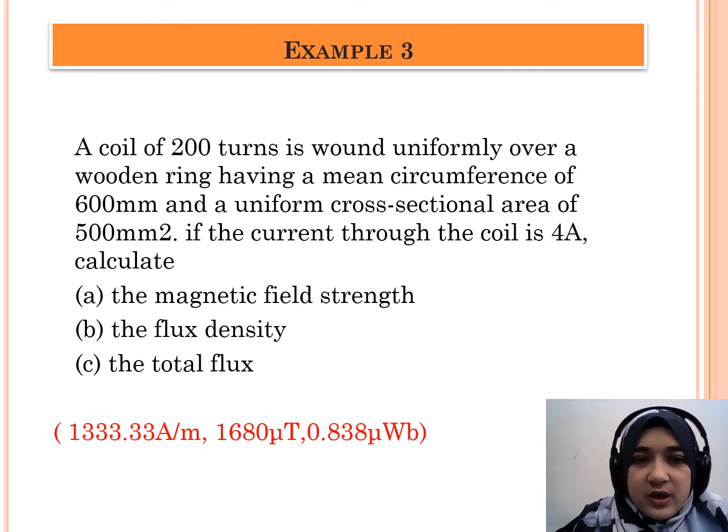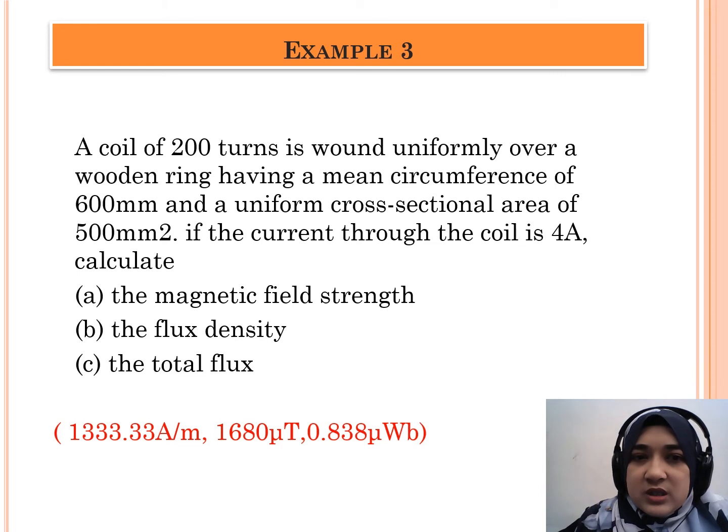Okay, example 3. A coil of 200 turns is wound uniformly over a wooden ring, having a mean circumference of 600 mm and uniform cross-sectional area of 500 mm squared. If the current through the coil is 4 ampere, calculate magnetic field strength, flux density, and the total flux. Okay, you have to try to do this.